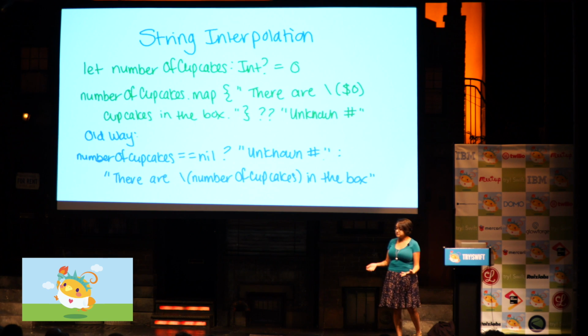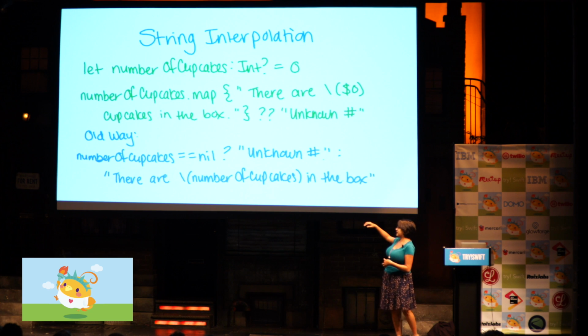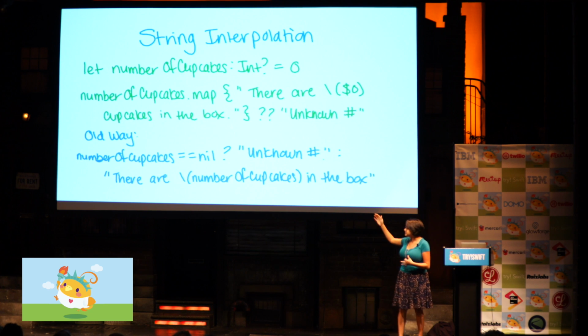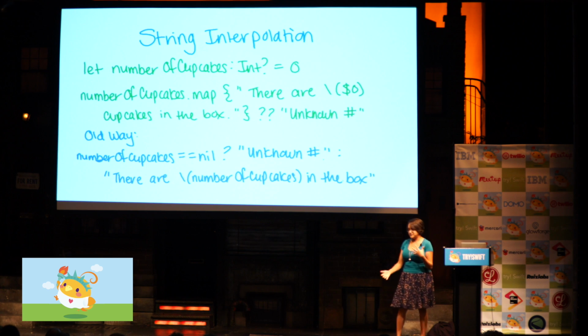Similarly, you could do the same thing with string interpolation. I like using mapping better in this case, just because I like having the happy case of there are however many cupcakes in the box first, versus having something where I'm like, okay, is the number of cupcakes nil? If it is, then do this thing, otherwise do my happy case. It just makes it a little more readable in my mind.